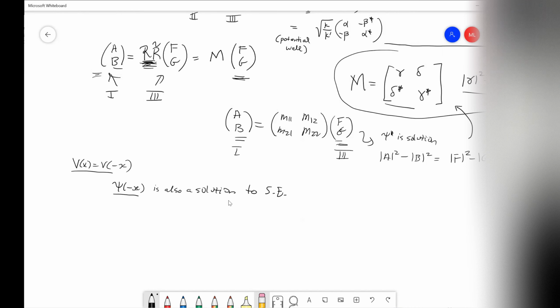And so it means that you also need, and of course, the little e to the i kx's, if you take minus x, they flip signs. So the direction of the particle, whether it's going left or right, that changes too. So what does it mean?